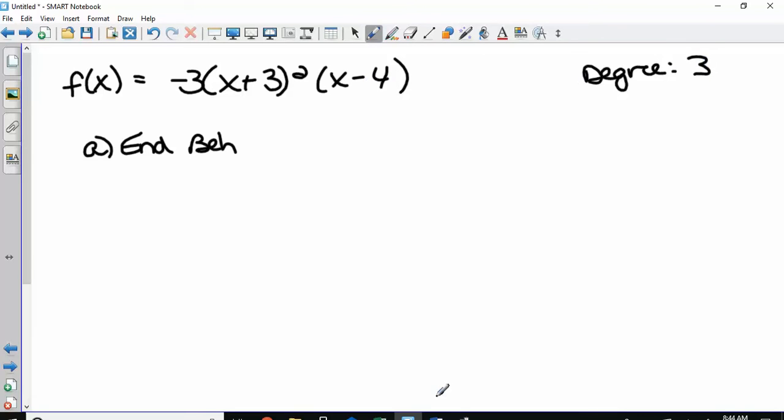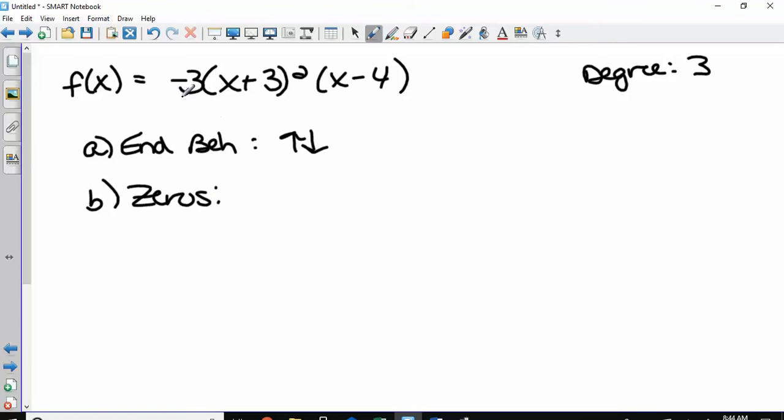In behavior, okay, if it's odd, it looks like a cube. But I threw a negative in front of there, so what does that do to my ends? Flips them. So my end behavior should be up, down. If you're not sure, how do you get it? Graph it. Okay. Then I'll ask for your zeros and multiplicities.